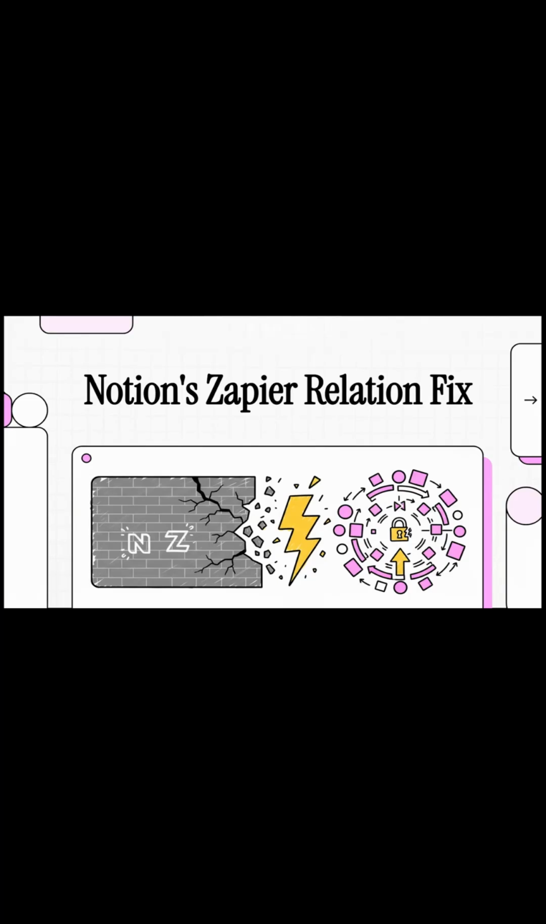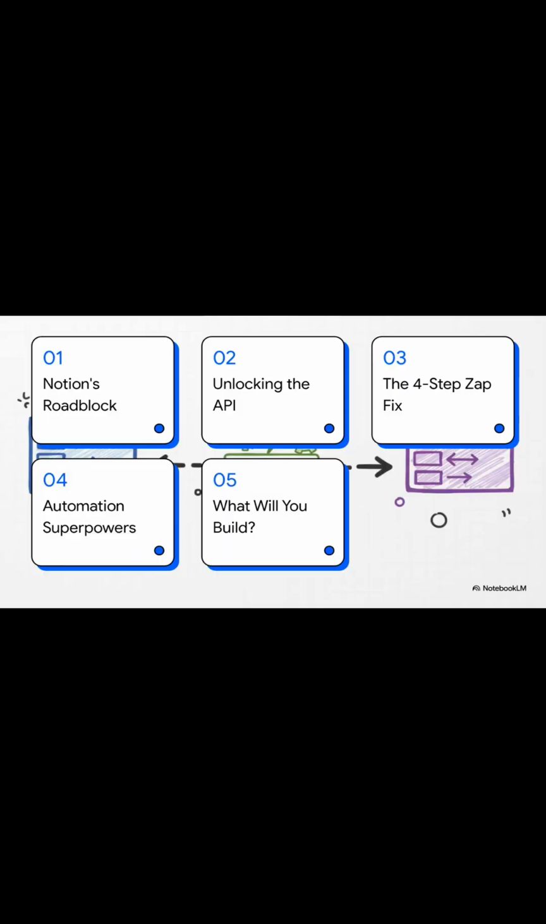So if you've ever tried to build a really powerful automation between Notion and Zapier, you have almost certainly hit a wall, a really, really frustrating wall. Well, today we are going to smash right through it. We're going to uncover a powerful workaround that unlocks a whole new level of efficiency. Okay, let's get into it.